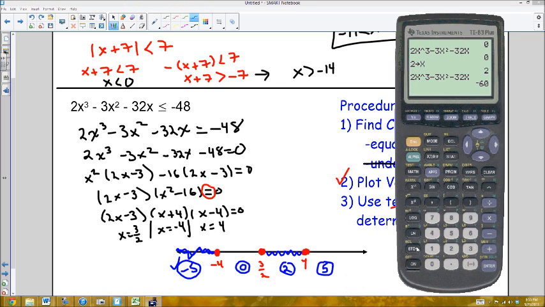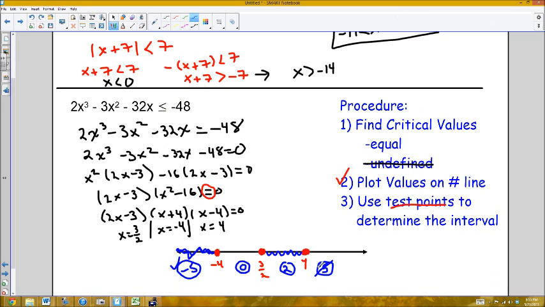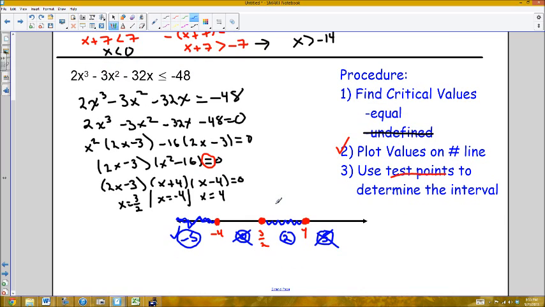The last one to check is 5. So I do 5, store as x, enter, pull up my entry again, 15. So my left-hand side is now 15, and since 15 is not less than 48, these values will not be included. So this test point failed. This test point failed, and I now know what my interval is. So my last step is to just write this interval up in my final interval notation.